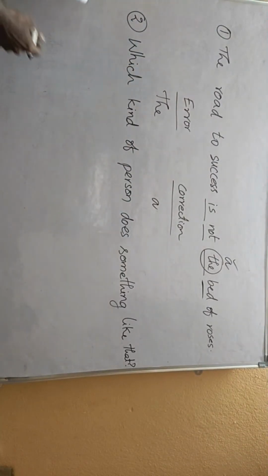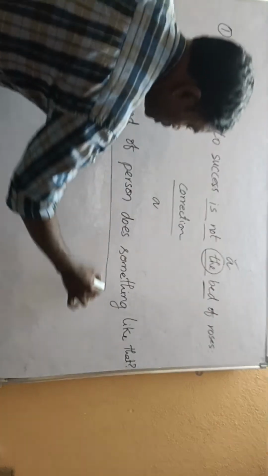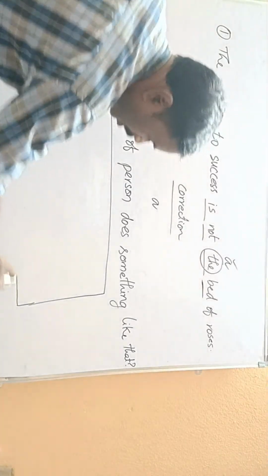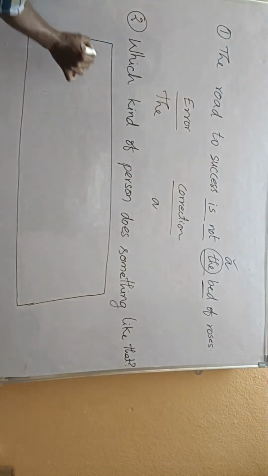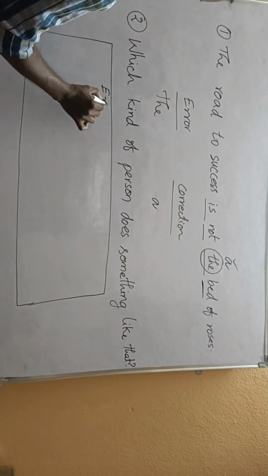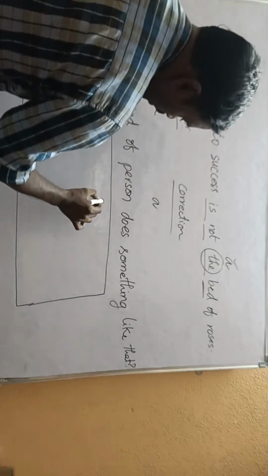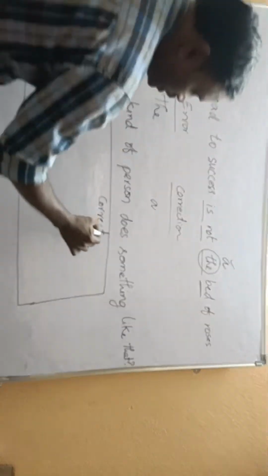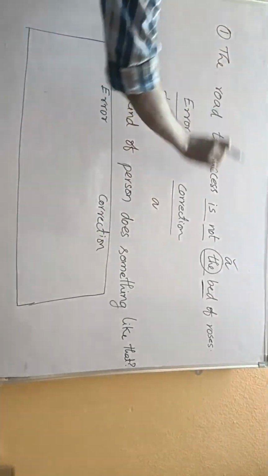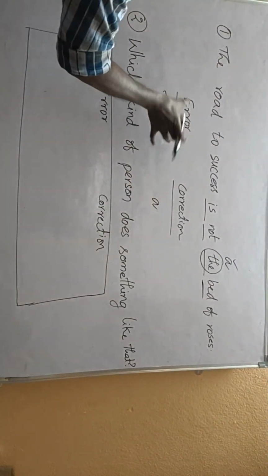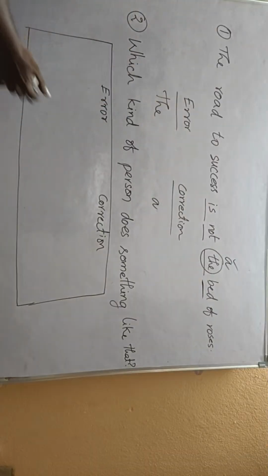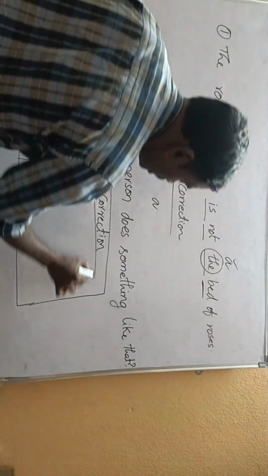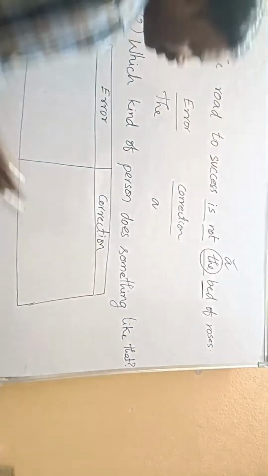Here, a box is given for errors and for corrections. The box is given like this: on the left side errors and here corrections. This question will be asked in two ways. One, giving a sentence and asking you to find out the error and correction. Before that, he gives hints. That means the errors he gives in the second model. This is the second model.